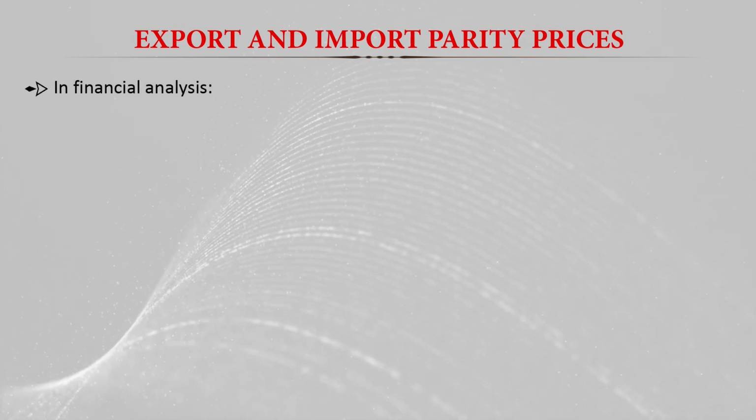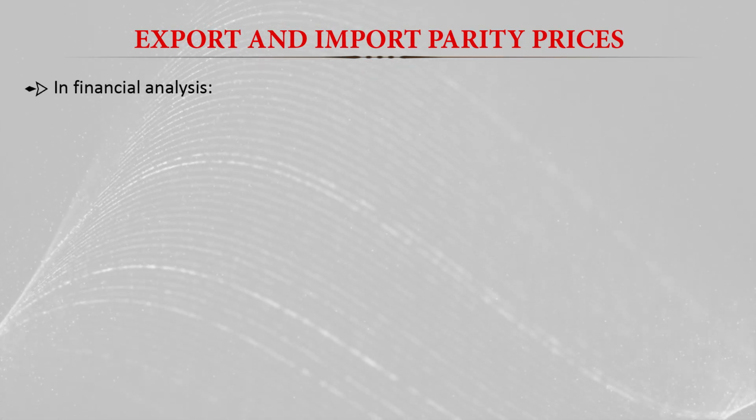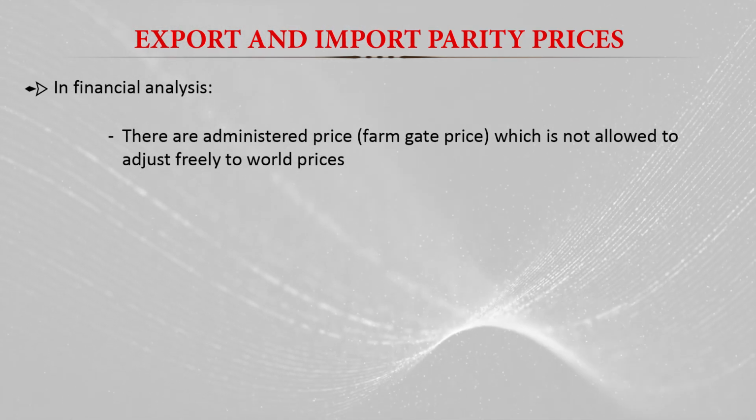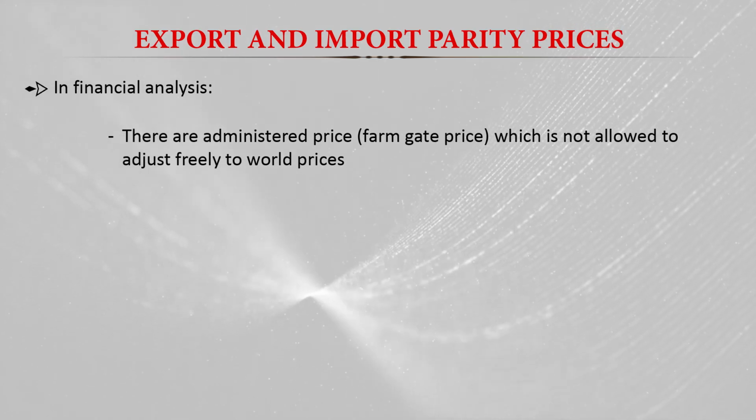When we compare the farm gate prices and project boundary prices with the international prices, and there is some trend, we can find out this trend, so we can adjust the international prices to get the farm gate prices or the project boundary prices. Then we can compare the cost and benefit of the project. In the case of financial analysis for internationally traded commodities, there are administrative prices, like farm gate prices, which are not allowed to adjust freely to world prices.